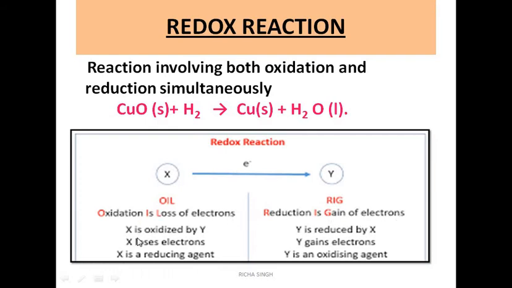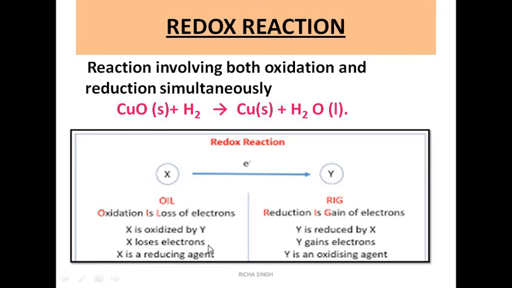Always remember, X is oxidized by Y. Here it is X and here it is Y. If we subtract an electron, then what happens? X is getting oxidized due to Y and Y is getting reduced due to X.